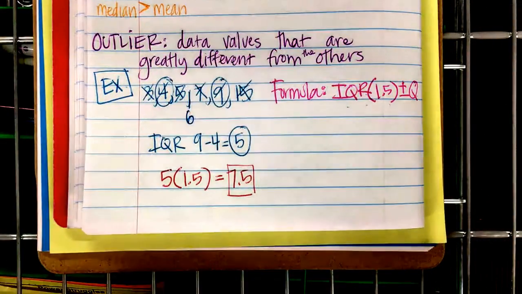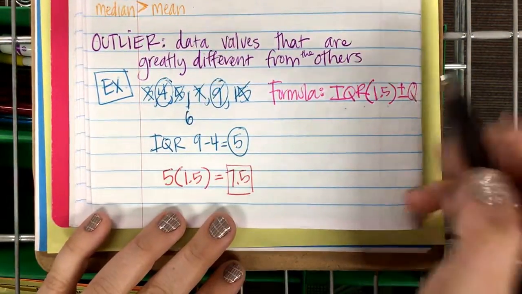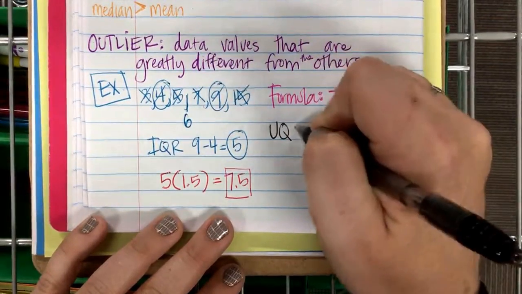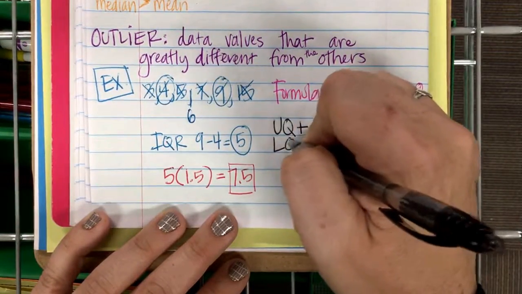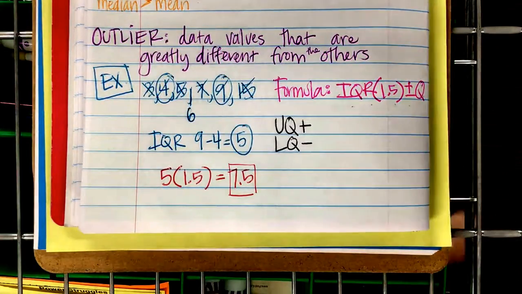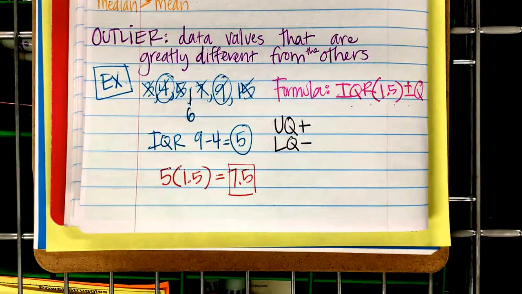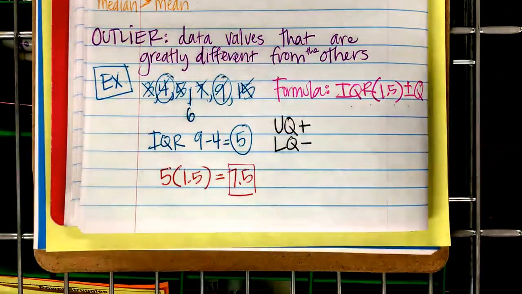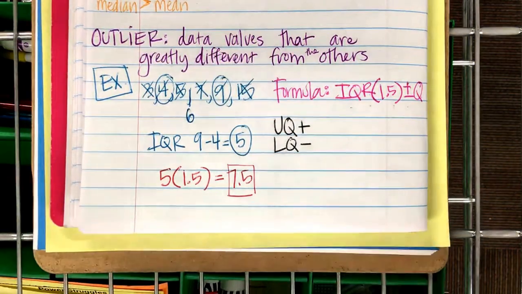Here comes the plus or minus part, because it says you're going to add or subtract it to the quartiles. You're going to take the upper quartile and add it, and take the lower quartile and subtract it. Because the upper quartile, if I add it, tells me a maximum, and if a number is bigger than that maximum, it's considered an outlier. When I subtract it from the lower quartile, it gives me a new minimum, and if a number is smaller than that minimum, it is considered an outlier.